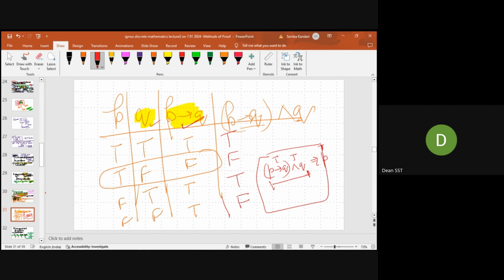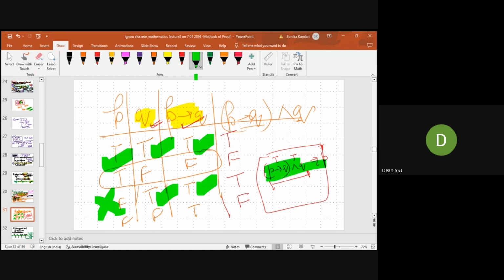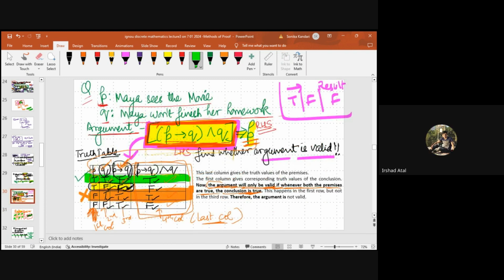This is one of the premises, this is another premise. So here we are having true, true, and under P we are also having true. Fine. Then here we are having true, true, but under P we are having false. So can we say that this is a valid argument? No. Is it clear? Yes. This happens in the first row but not in the third row. Therefore the argument is not valid.